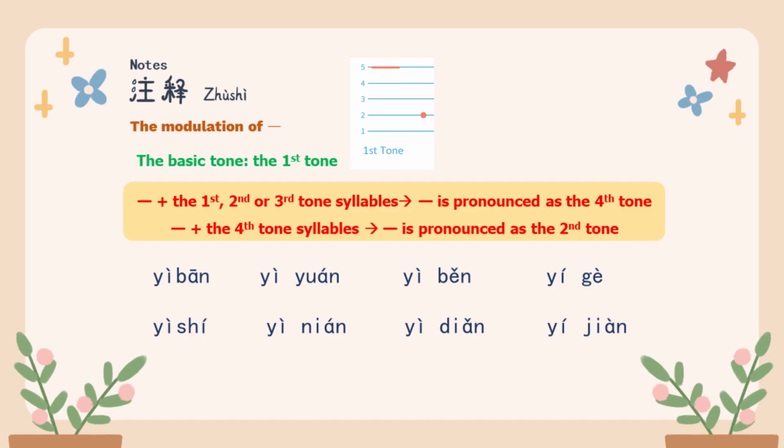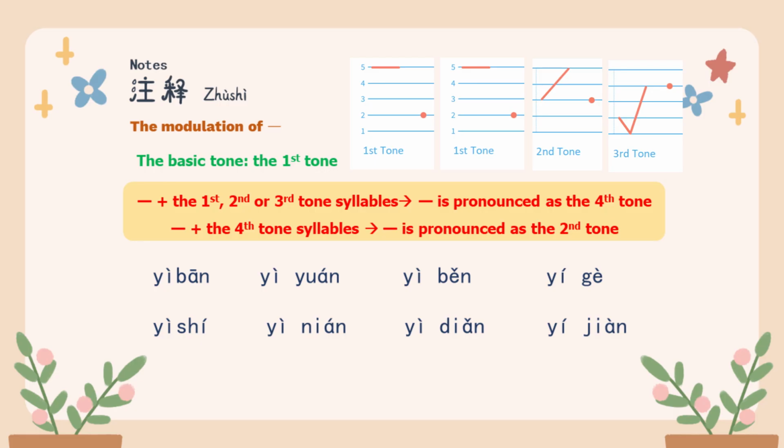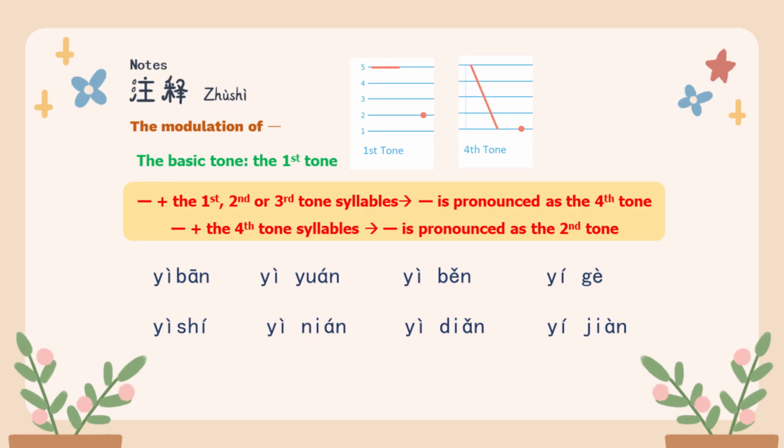If it's followed by tone 1, 2, or 3, then yī changes to fourth tone. If it's followed by tone 4, then yī changes to second tone.